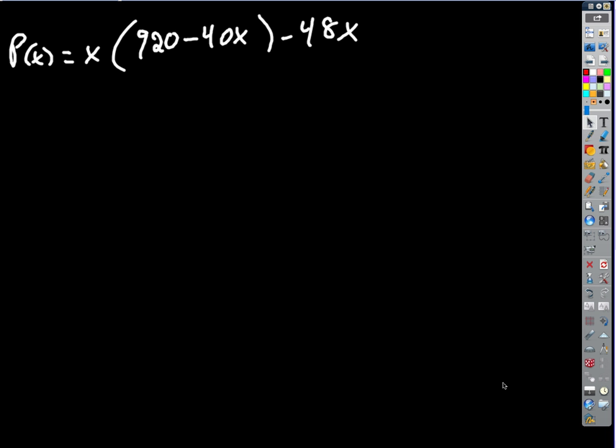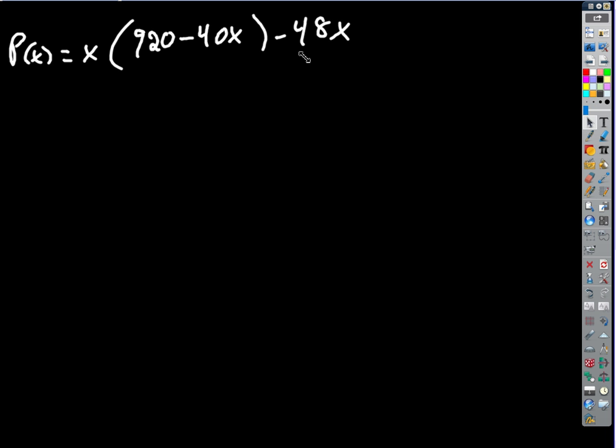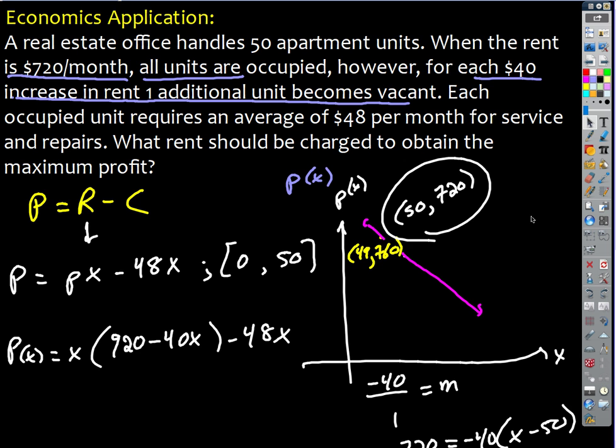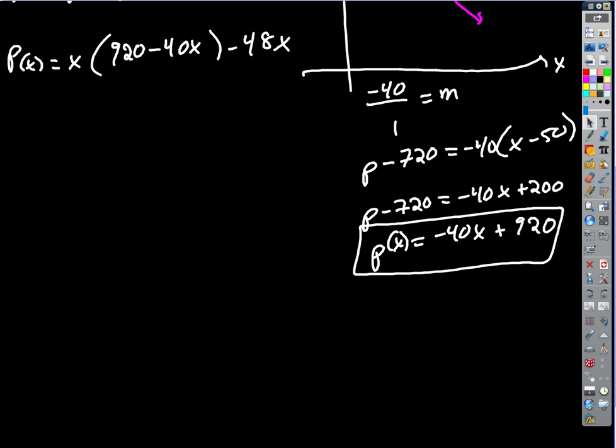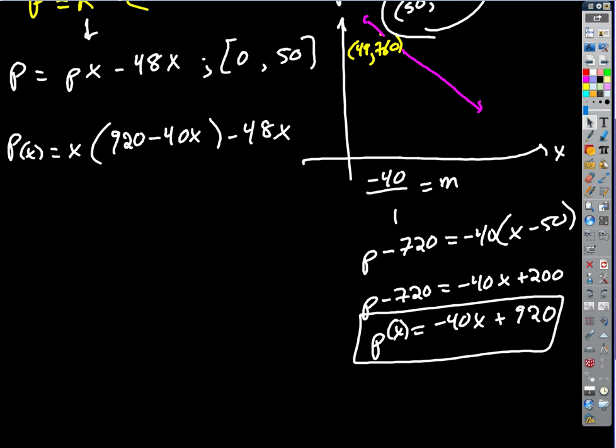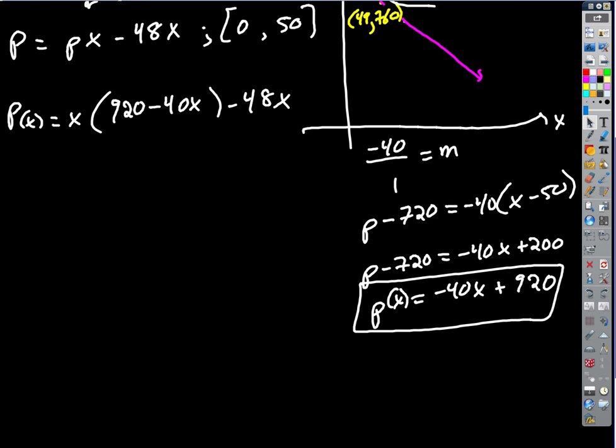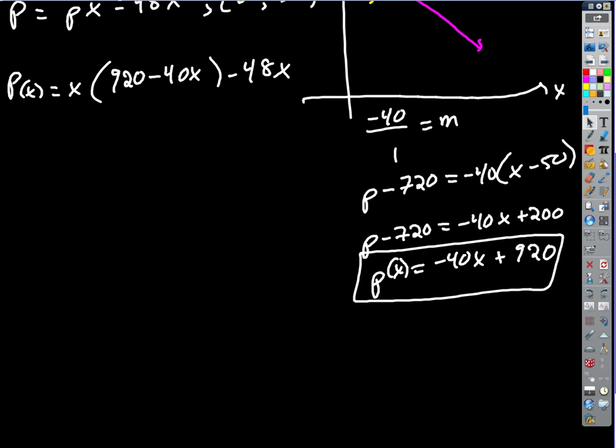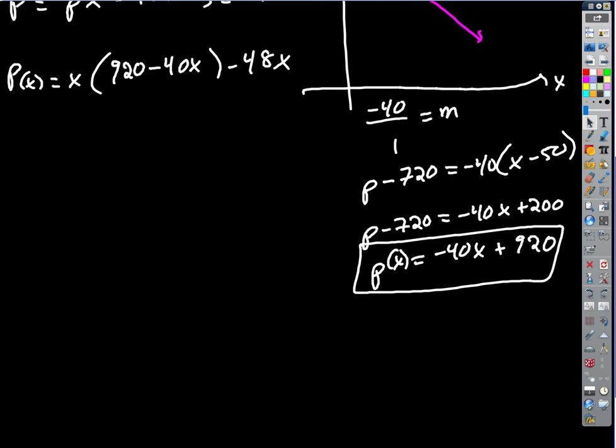Question? Yeah. On that previous page, the demand function, if you plug 50 in for it, we should get 720, right? Is it 40 times 50? Yeah, it's negative 2,000. Whoops, yeah, I screwed that up. You're right. So let's fix that. So that should be a 2,000, and we add 720 to that, we get 2720. That's better.